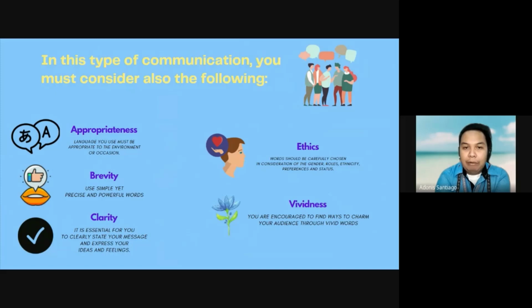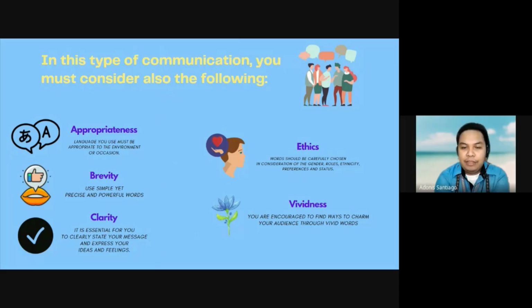Next is the clarity of the message. It is essential for you to clearly state your message and express your ideas and feelings. You need to be clear on what you're trying to say, right? Some people talk like they are not that skillful in communicating. So when they are talking, the message that they are trying to convey is not clear, and that will make the communication process vague or difficult.